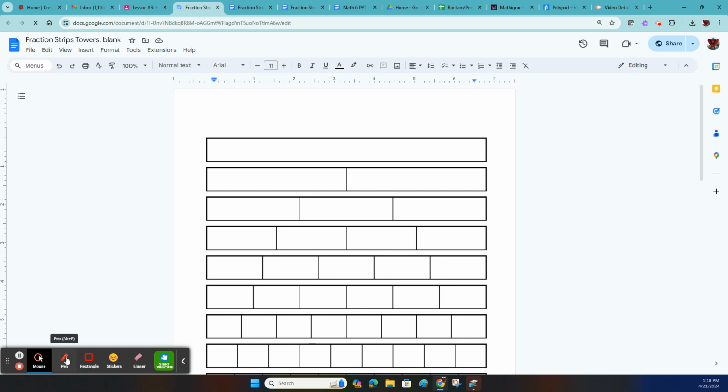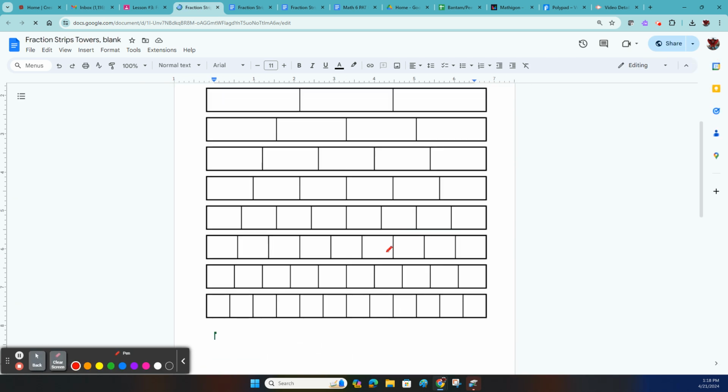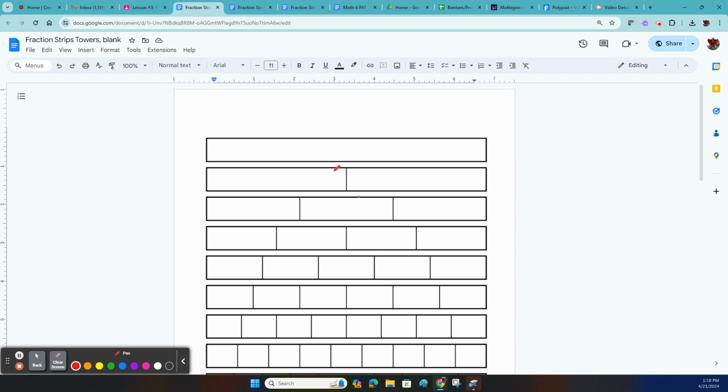So, the very first thing you're going to do in this assignment is fill in the blanks on this fraction strip tower. What you're going to do is count the total amount of parts in each strip. So, how many parts are in this total? There's one total. Remember, your total is your denominator, goes in the bottom. Then how many parts is this? Well, it's one. So your very first strip is 1/1, or one whole.